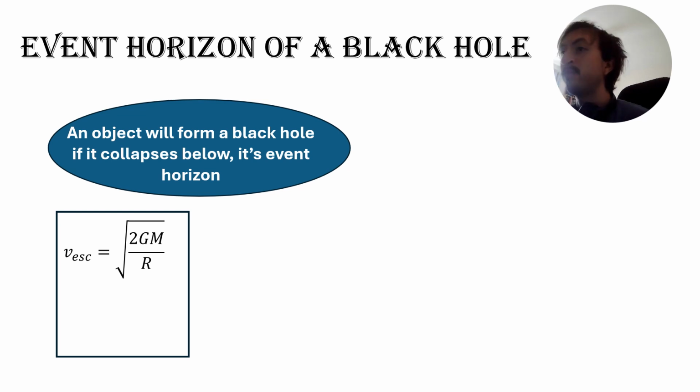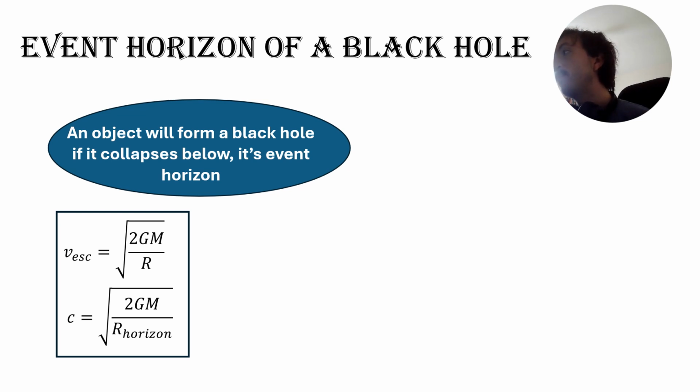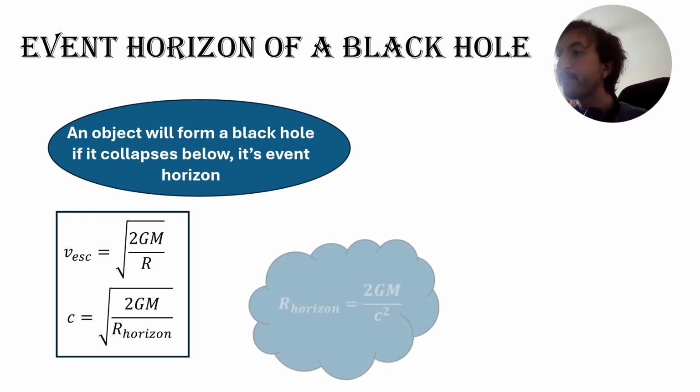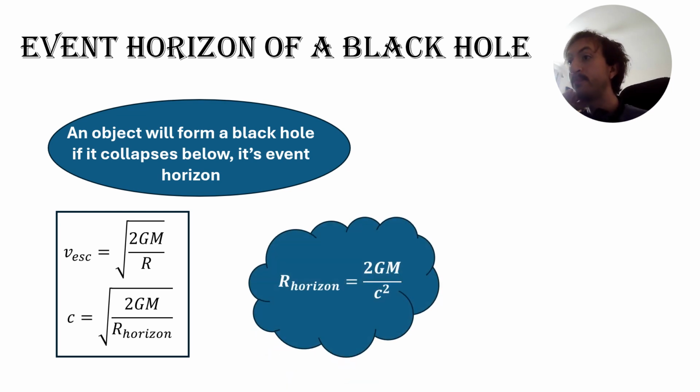So here we have a good old equation that relates the escape velocity from a spherical object to the mass of that object and the radius of that object. And if we set the escape velocity to equal the speed of light, then the radius is by definition the radius of the event horizon, or it gives us the size of the event horizon of the black hole. In other words, the radius of this spherical shell in space, if you like, for which the escape velocity is equal to the speed of light. And doing a bit of rearranging, we have this.